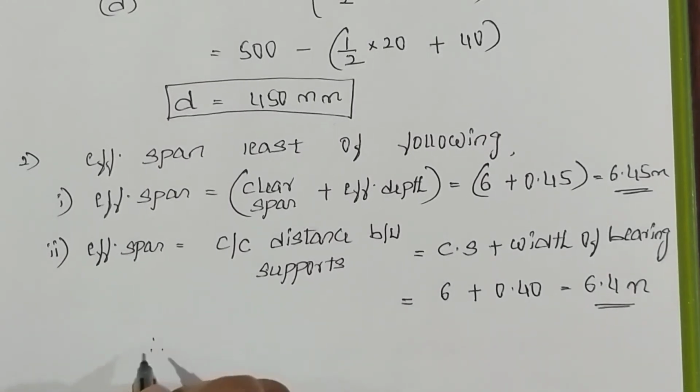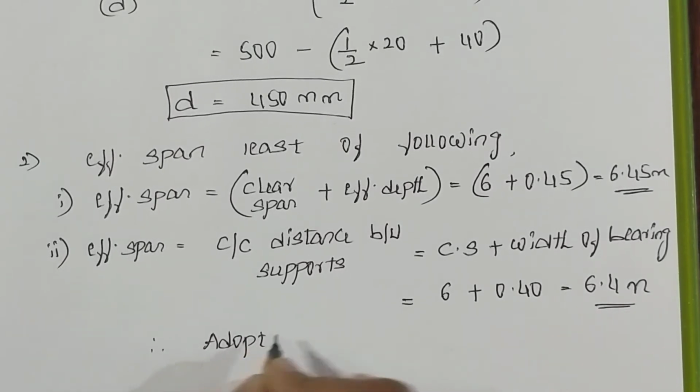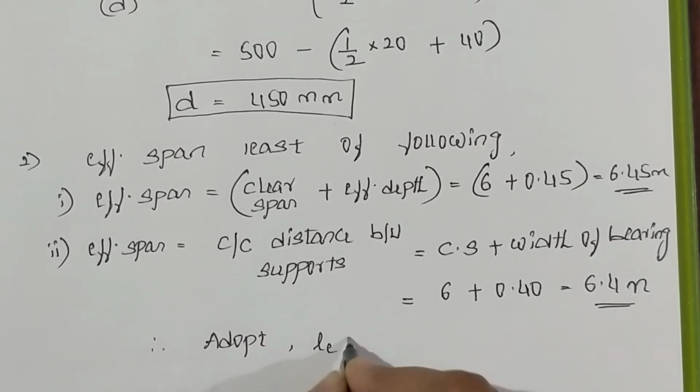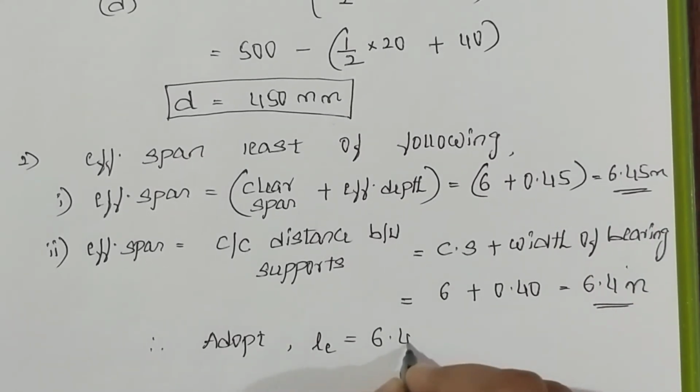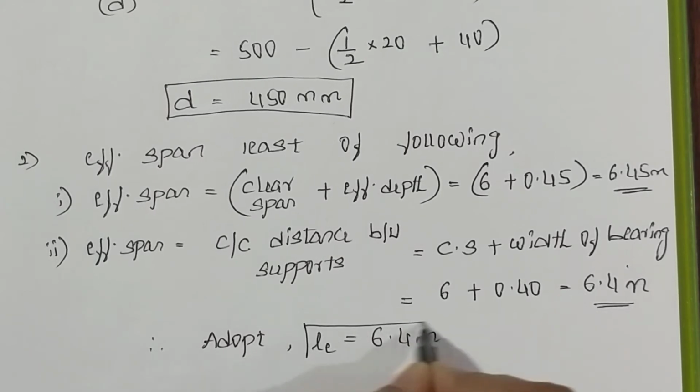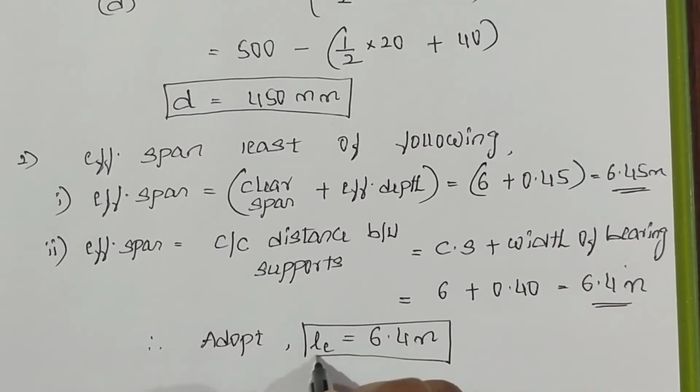Okay, therefore adopt effective span LE equal to, it is the least of these two values, that is 6.4 meter.